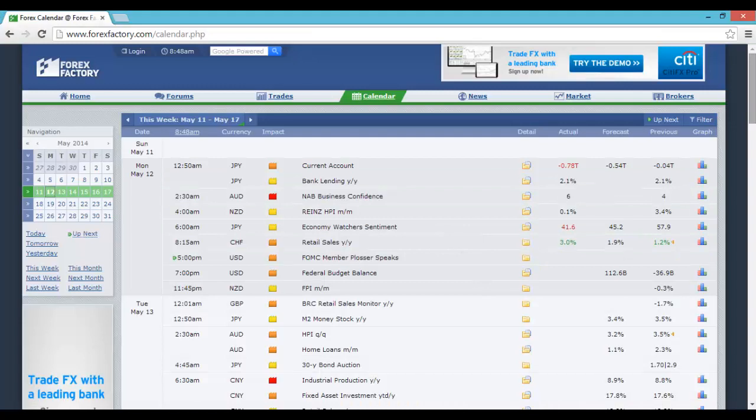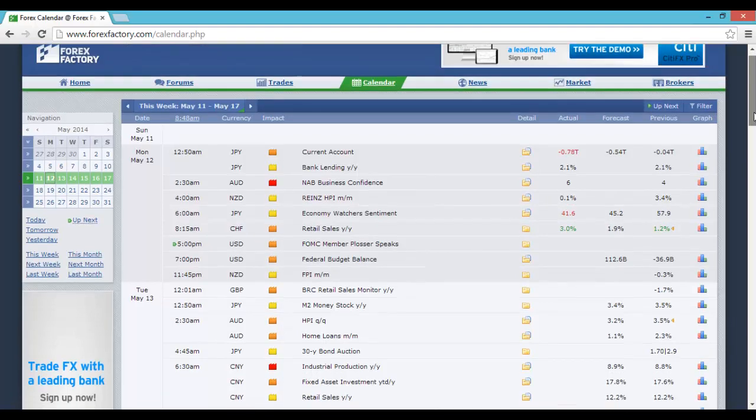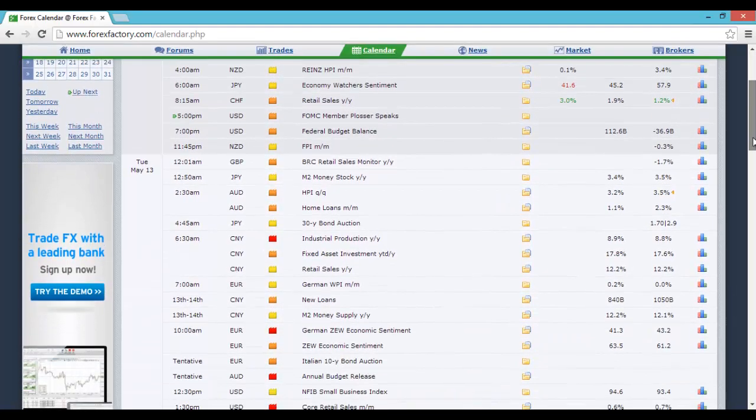Okay, let's have a brief look at the Forex calendar. So what's going on this week in terms of sort of high impact data? So this is just on Forex Factory. So we'll look at the red coloured data, so the high impact data. So today, Monday, what we've already had overnight from Australia, this was 2:30 AM GMT, the NAB Business Conference.